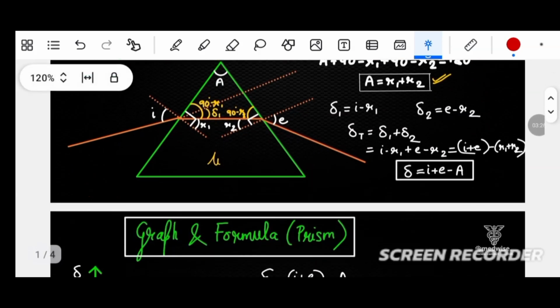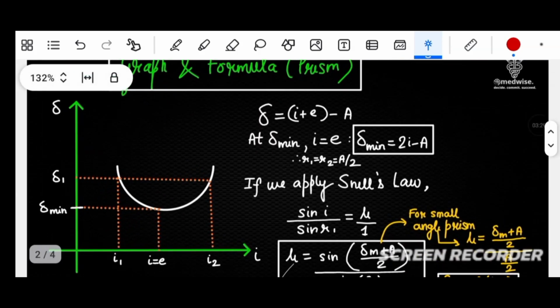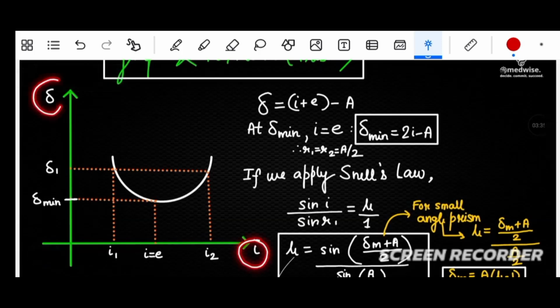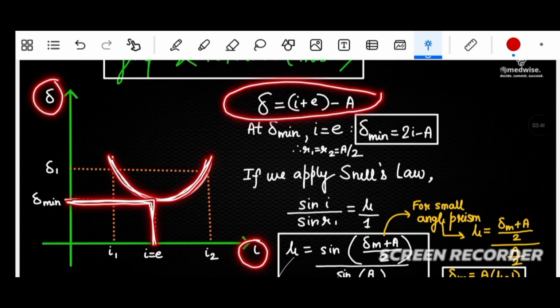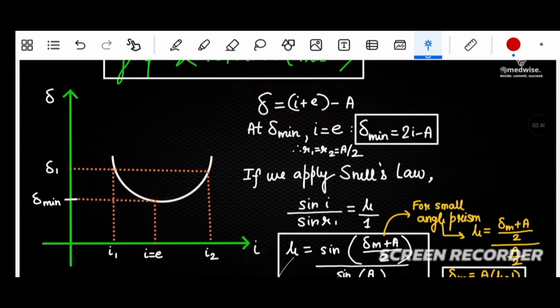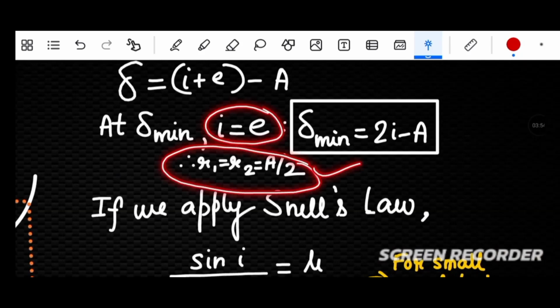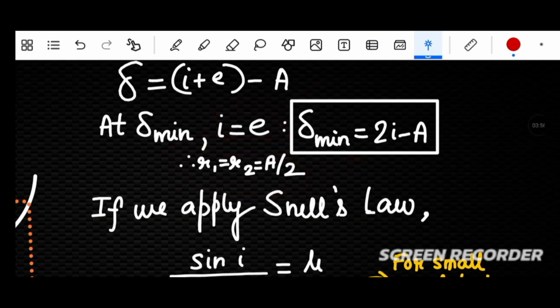Okay, so now graph and formula of the prism. So see, here you can see a beautiful graph showing angle of deviation versus incident angle. So you see a U-shaped curve here, and at this point you have minimum deviation. Deviation is I plus E minus A. Okay, angle of deviation. Now at minimum deviation, where I is equal to E, R1 equal to R2 equal to A by 2 here. Can you understand?